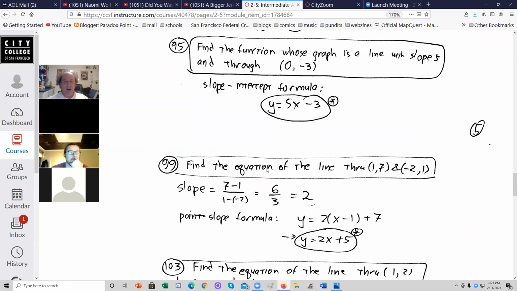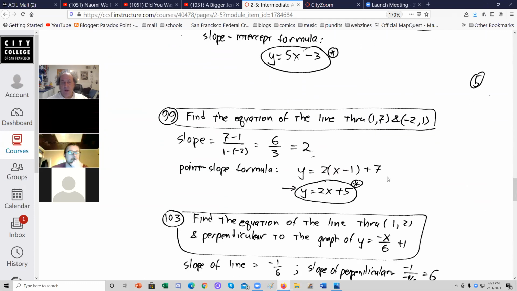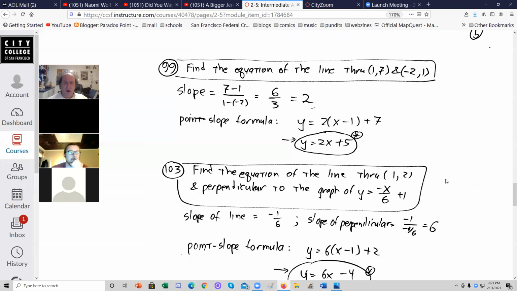Here they ask: find the equation of a line through 1 by 7 and negative 2 by 1. All right. First, we need to find the slope. That'll be the change in y, 7 minus 1, over the change in x, 1 minus negative 2. You get 6 over 3. That's 2. I'm not sure if we've gone through enough of this before, but okay. By the point-slope formula, y equals slope times x minus h plus k, because 1 by 7 goes here and here. Slope is 2 here. After some calculating, you get y equals 2x plus 5.